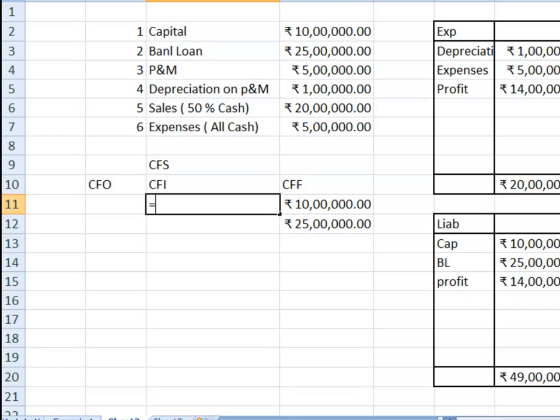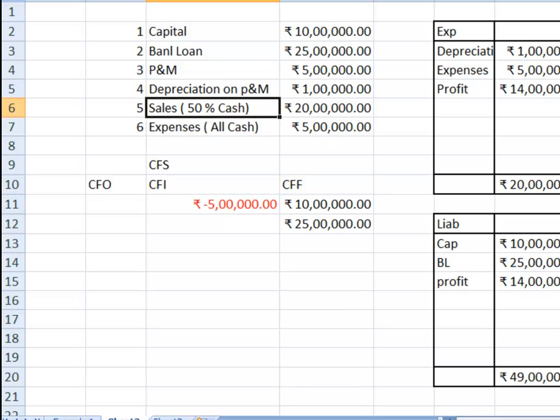Plant and machinery is an outflow in investment activities. Depreciation is a non-cash expense. When I purchase the asset, my cash goes out. When I charge depreciation, there is no cash flow, and therefore depreciation is to be ignored.